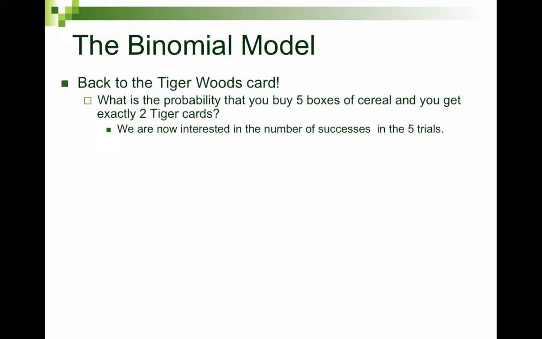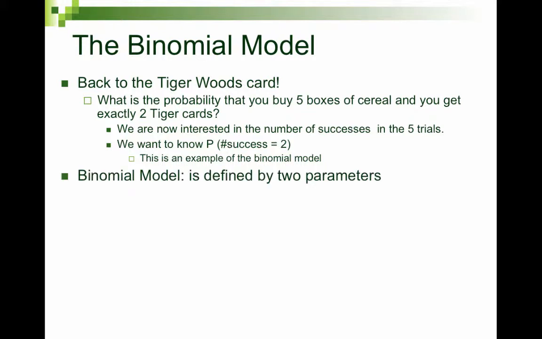In the geometric model, we're interested in when a success occurs, but in the binomial model, we're interested in how many successes occur. So to try and determine if you should use the geometric or the binomial model, it's helpful to ask yourself, is the problem asking you when the success will occur, or is the problem asking you how many successes will occur? Because that's the big difference. So in this particular case, we want to know the probability that the number of successes is 2. This is an example of the binomial model, again because we're interested in how many successes.